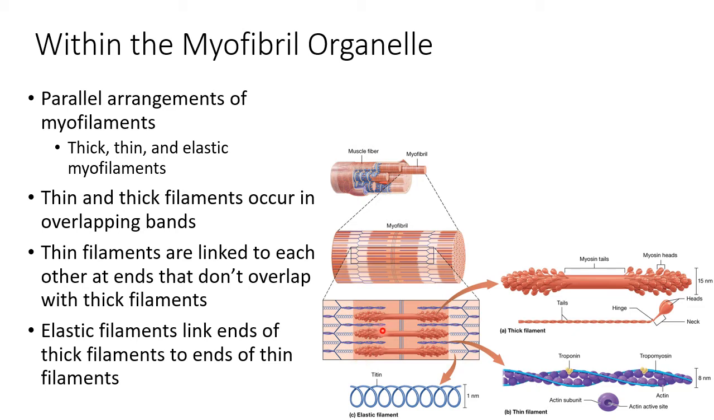Also, this arrangement of filaments in different bands is what creates the striations that you can see under the microscope if you look at a skeletal muscle cell or a cardiac muscle cell.